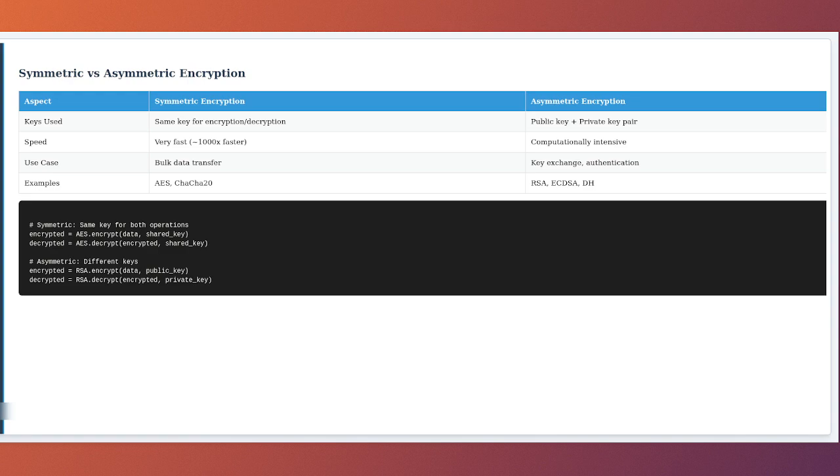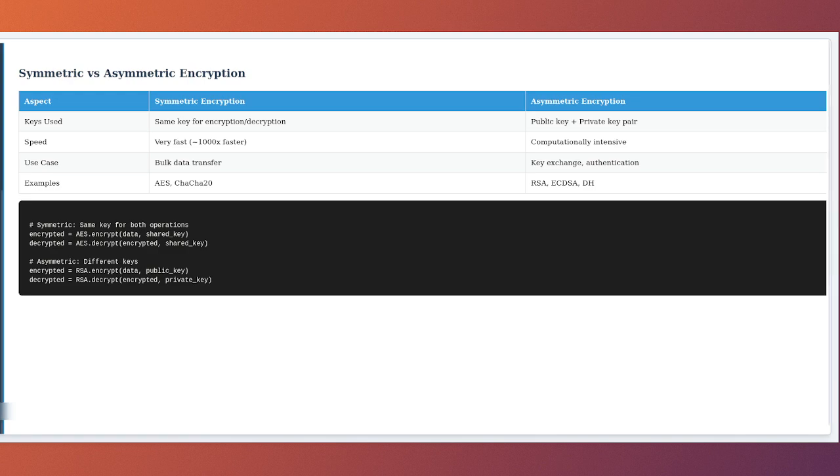and a private key. Think of it like a mailbox. Anyone can drop a letter in, encrypt with the public key, but only the person with the mailbox key can retrieve it, decrypt with the private key. RSA, elliptic curve ECDSA, and Diffie-Hellman are common asymmetric algorithms. What is fascinating is that even though the keys are mathematically related, it is computationally infeasible to derive the private key from the public key.